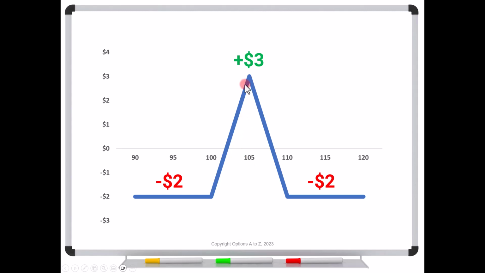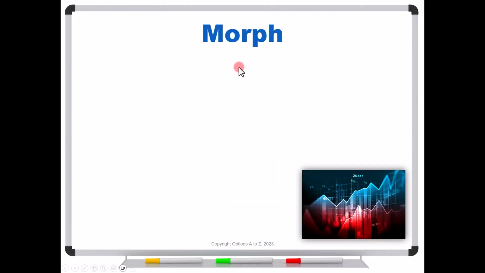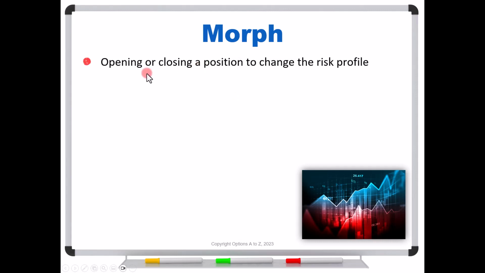Now, the morph is going to come if the stock makes a change. But let's do another quick review and take a look at what a morph is. So remember what a morph is. That's where you are going to open or close a position.